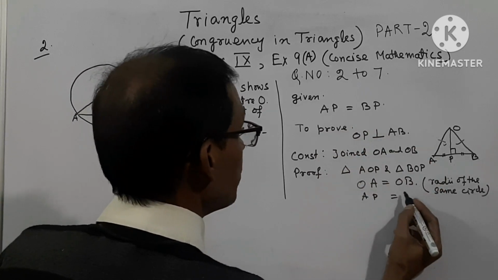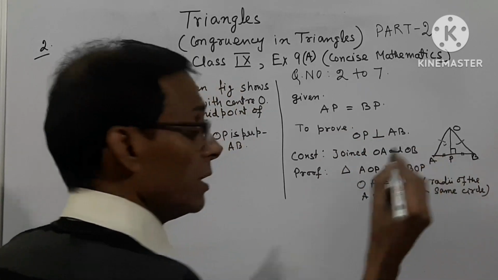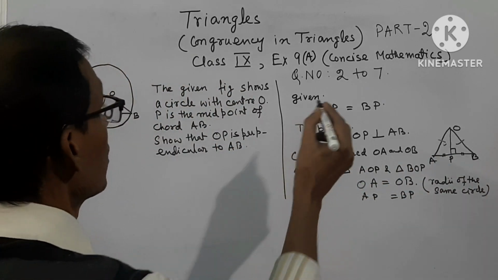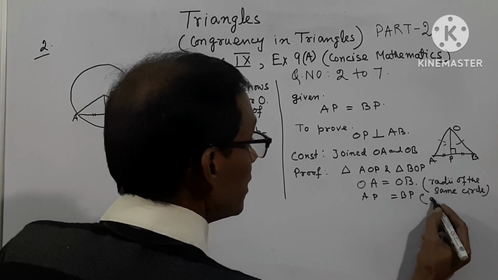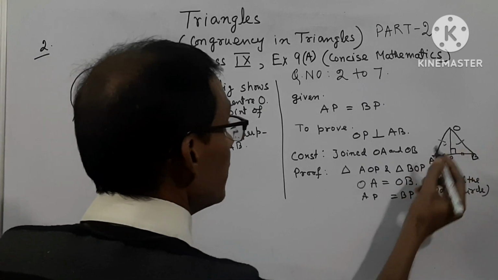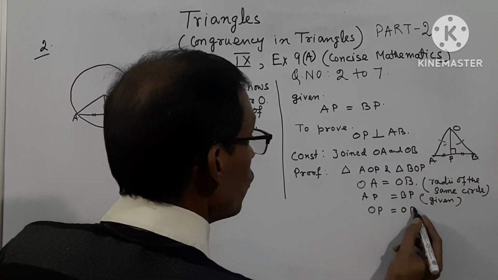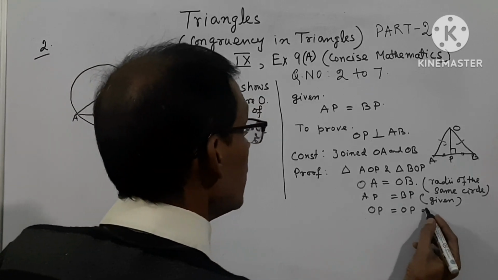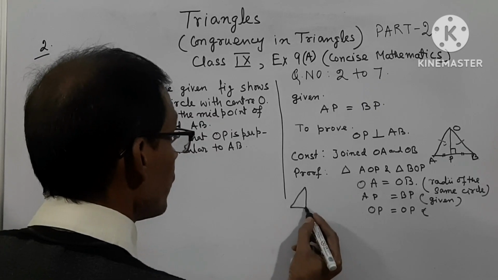And AP equal to BP. Look here, AP equal to BP. It is given in your question, so you can write this as given. And see, this is OP. OP equal to OP. Why OP equal to OP? Because let us draw the figure.